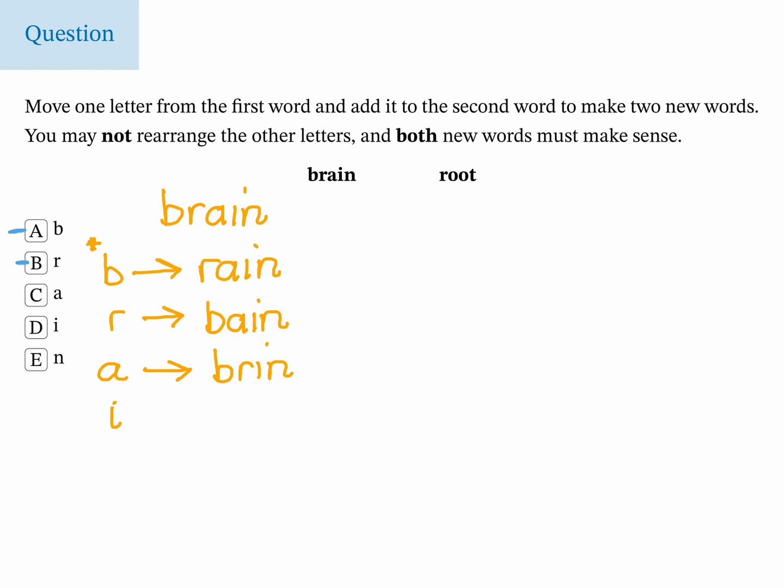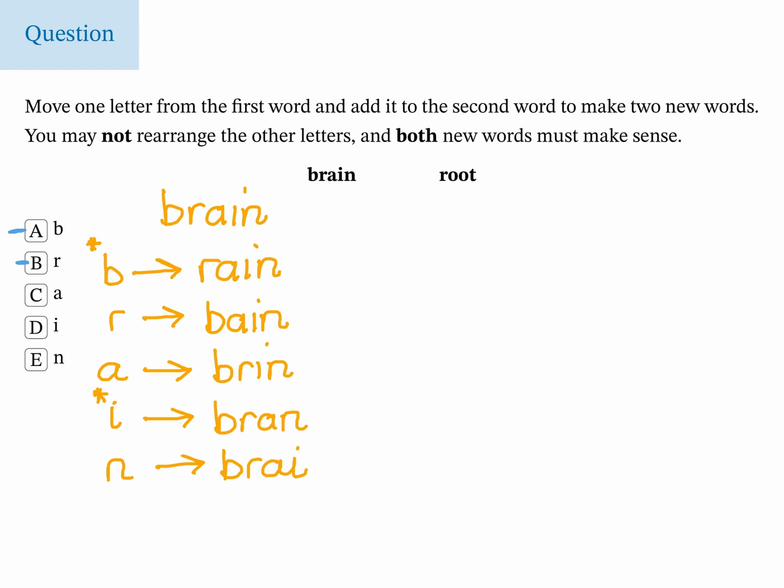And then if we remove the letter I, we create the word Bran. Now that is a new word that makes sense. So Bran, so the letter I, might well be the correct answer as well. And finally, if we remove the letter N, then we form this word bray or bry, which doesn't make sense either. So the answer is unlikely to be N. So like in the previous question, we've actually got two possible letters that we could move from the first word into the second word. We've got B and we've got I.